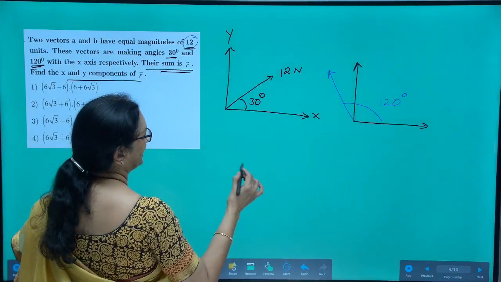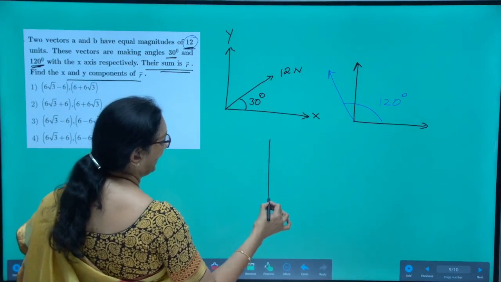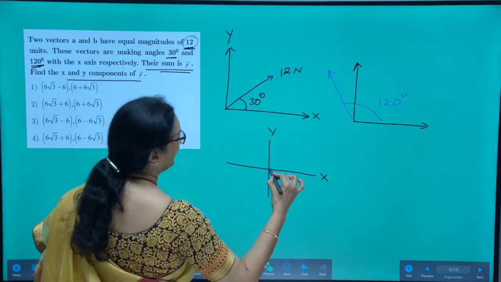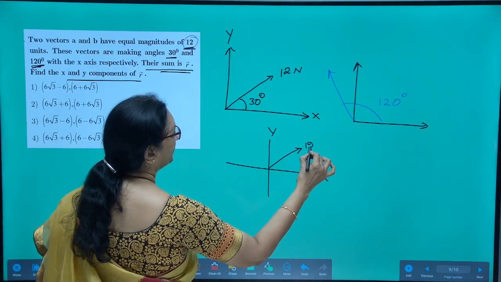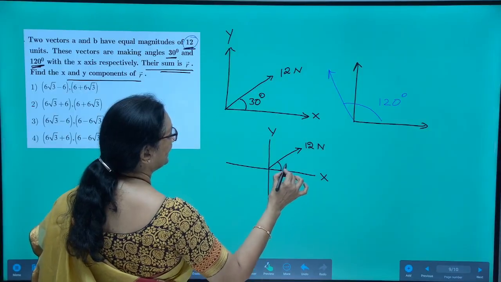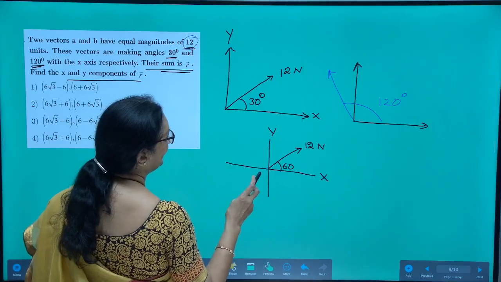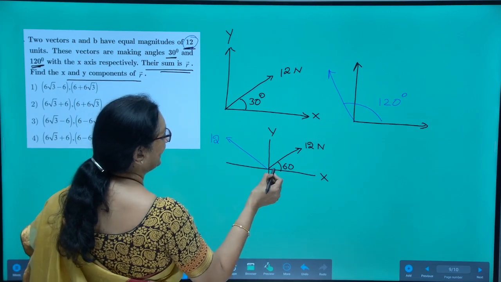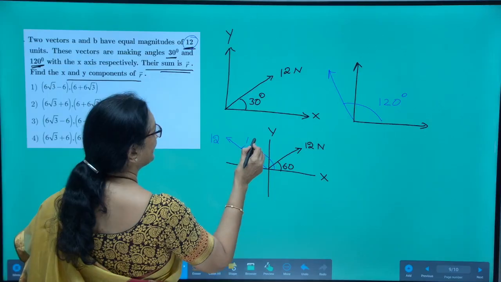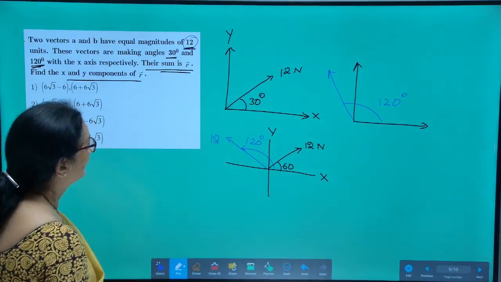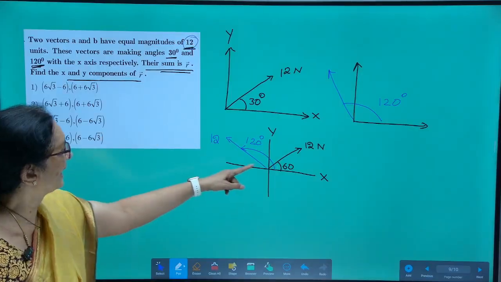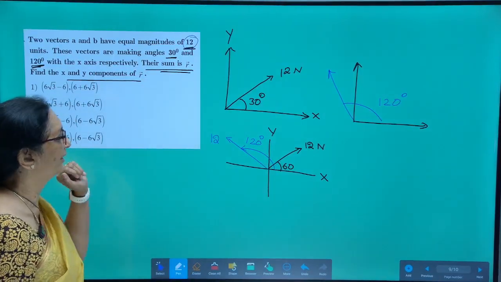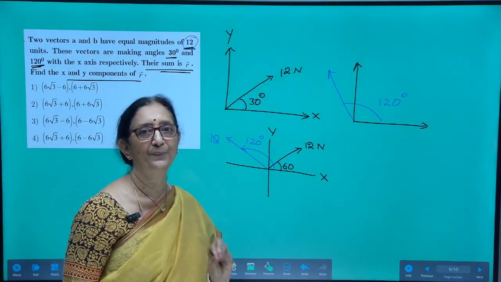If you club these two, it is the same thing, I am drawing it on a single diagram. This is x-axis, this is y-axis. This is the first force, 12 Newton making an angle 60 degrees. And another vector is also 12, but making an angle 120 degrees with x-axis. So the sum of these two is taken as r bar. You are supposed to find out the x and y components of the resultant.